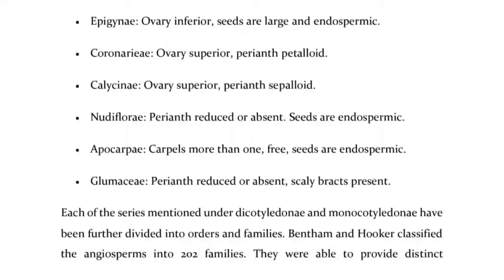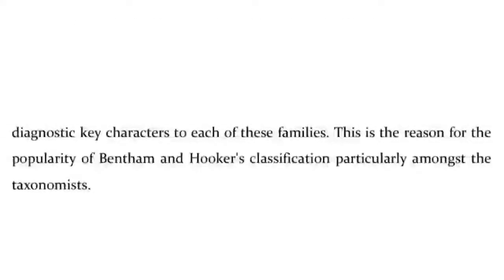Each of the series mentioned under Dicotyledonae and Monocotyledonae have been further divided into orders and families. Bentham and Hooker classified the angiosperms into 202 families. They were able to provide distinct diagnostic key characters to each of these families. This is the reason for the popularity of Bentham and Hooker's classification, particularly amongst the taxonomists.